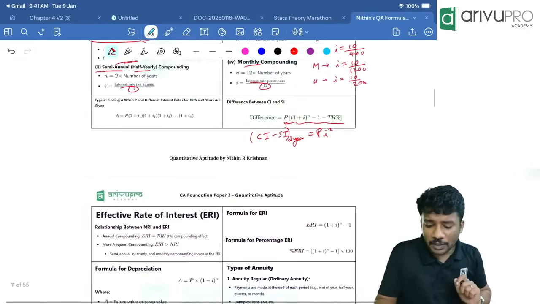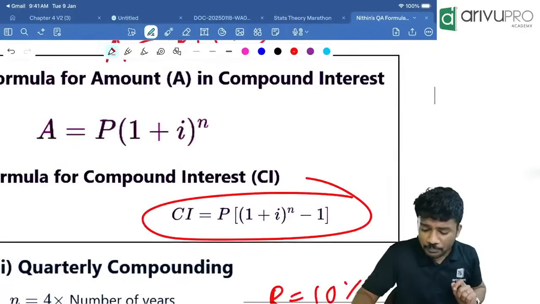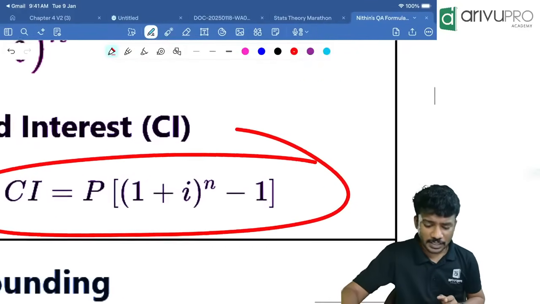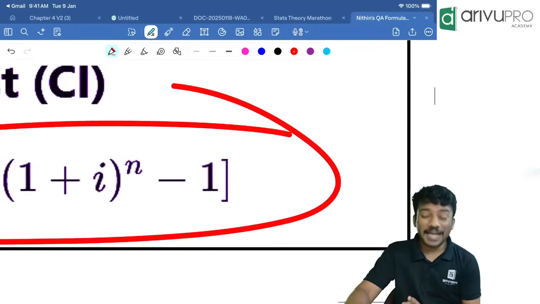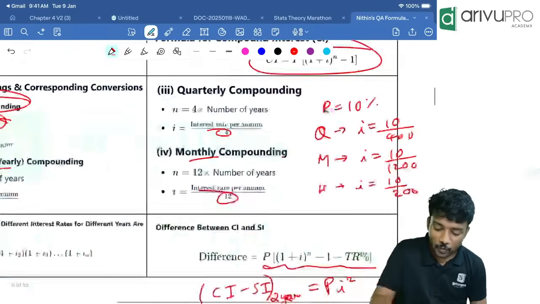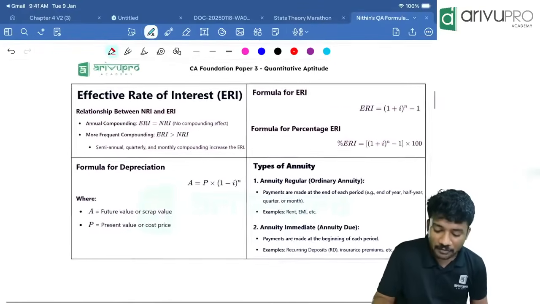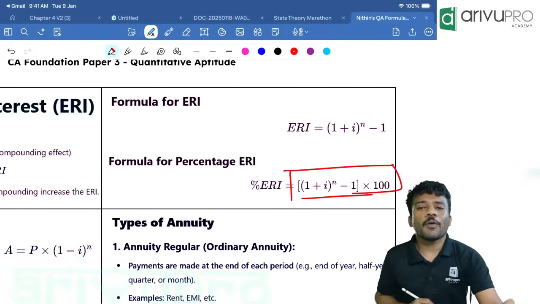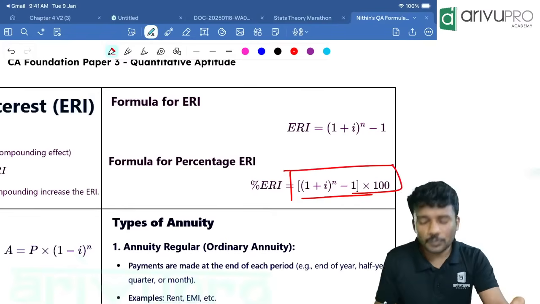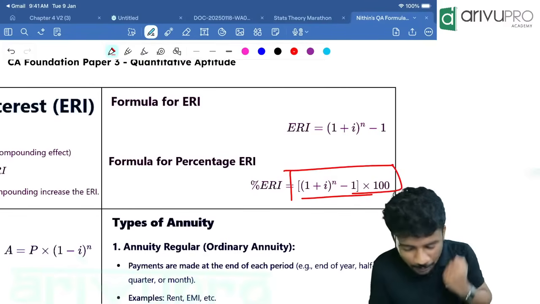Then coming to effective rate of interest. One more thing: this is the formula for CI, right? Now, (1 plus I) the whole power n minus 1 is the formula for effective rate of interest. Have a look at it here. Percentage effective rate of interest is nothing but (1 plus I) the whole power n minus 1, into 100, if you want it in percentage.